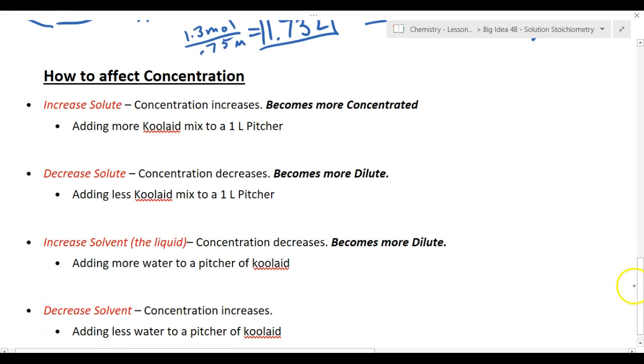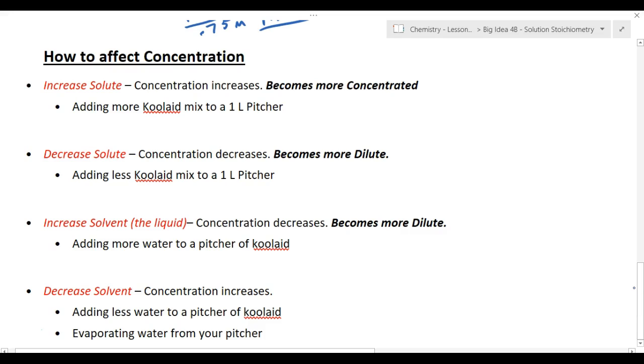Okay, so the last part of these notes is how to affect concentration. So how we could change the concentration of something. You have 4 different options. The first one is increasing the solute. So that's increasing the sugar. So if we add more of that Kool-Aid mix, more of that solute, it becomes more concentrated.